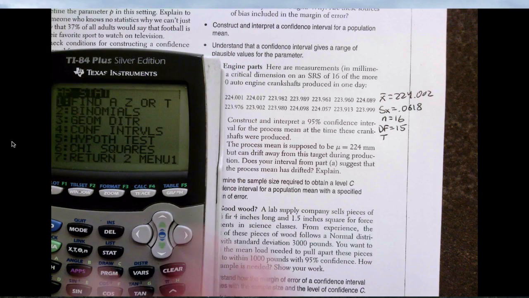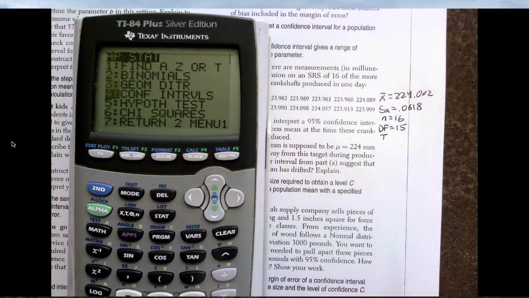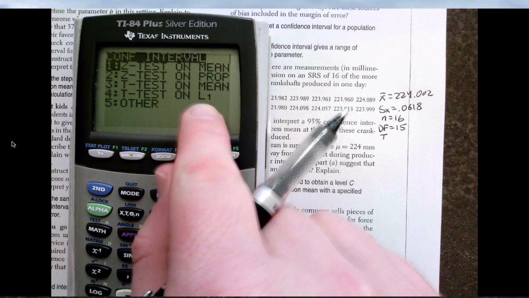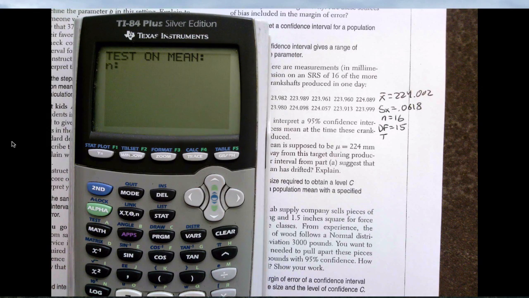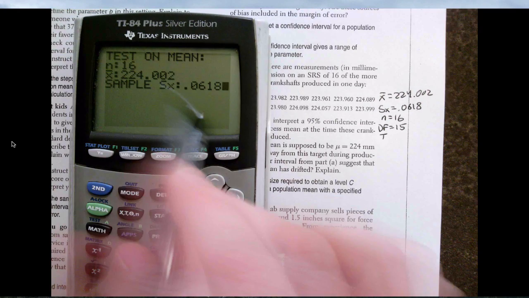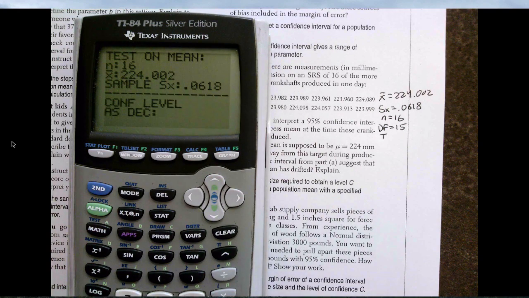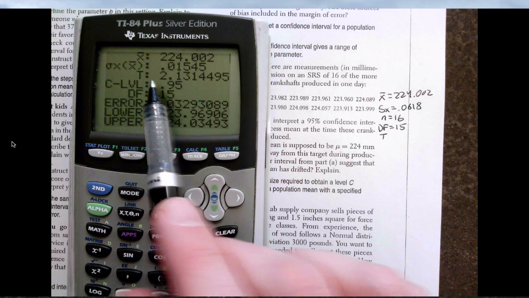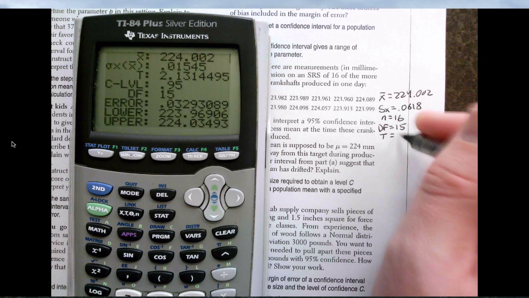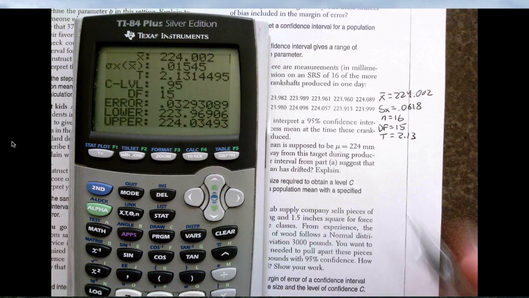So, running the app, confidence interval. If you had all the data in L1, you can run a t-test on L1. I'm just going to run a t-test on mean. My n was 16. My x bar was 224.002. Sample standard deviation of 0.0618, which again, basic stats will run on the L1. Confidence level in this case was 95. And our critical t-value is 2.13. That should be listed. It goes with the degrees of freedom and the confidence interval.